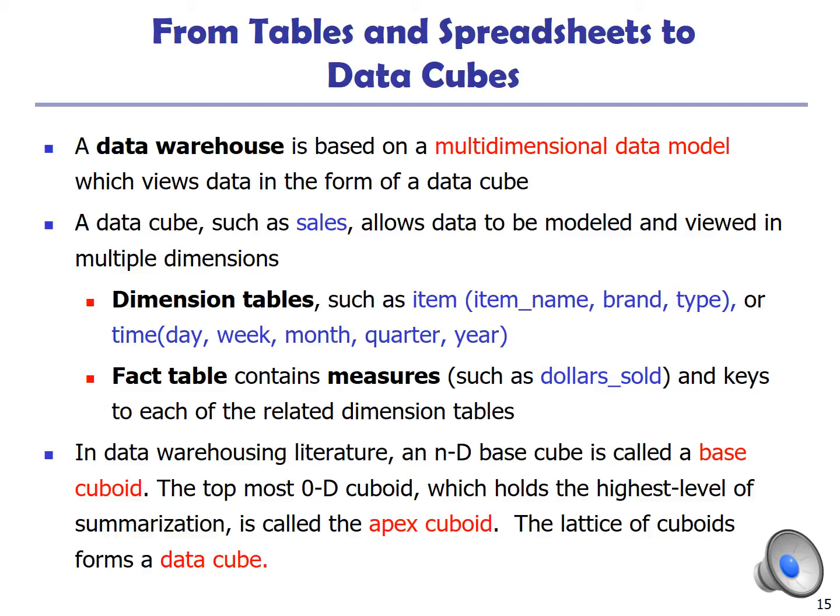Right, so basically when we integrate the data from various sources, you can think of each source like a page in a book, and when you put together all the pages, that gives you the entire book, right? So it gives you an extra dimension there. So that's why we call it a data cube. So a data cube, for example, a sales data cube, allows the data to be modeled and you can view it in multiple dimensions. And there are different ways to view a data cube.